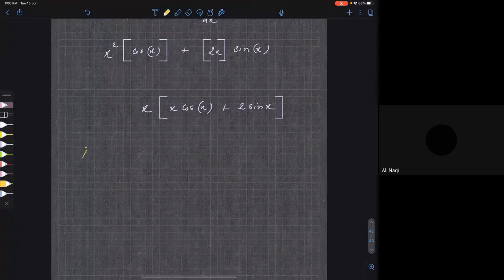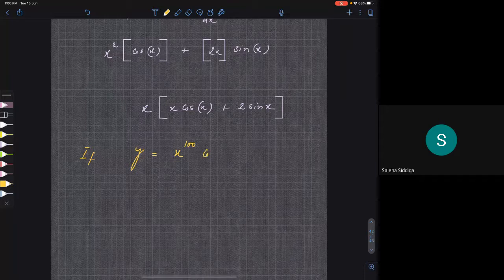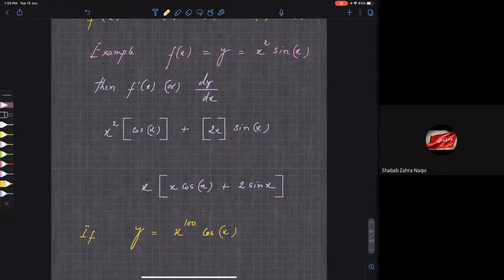If y equals x power 100 into cos x. Yeah, tell me. Any doubt? We are writing x squared x? Which one? This one.